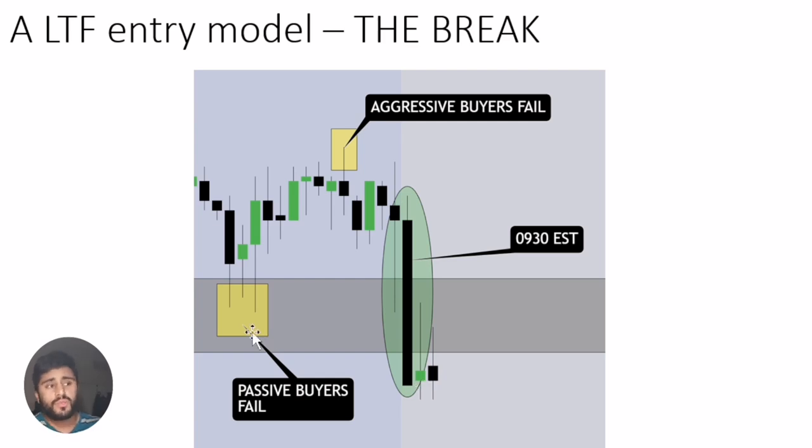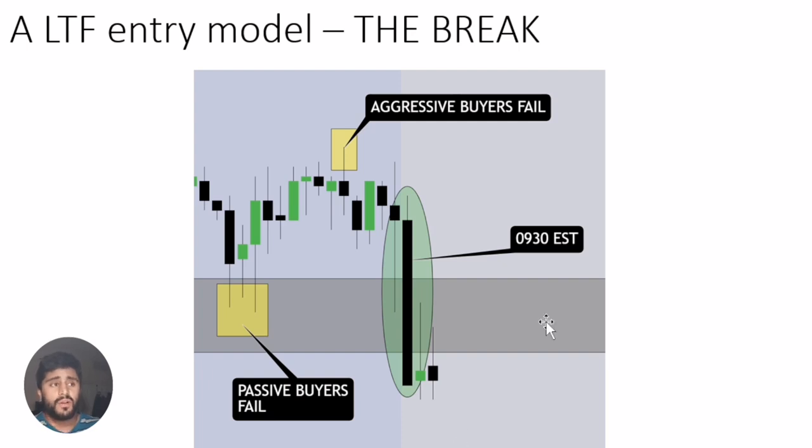What we saw over here is passive buyers failing as the market drove lower. The initial passive buyers sitting over here were unsuccessful, and there were aggressive buyers here. Again, this is via the order flow footprint charts. You can see the aggressive buyers failing, and those previous passive buyers also failing. So now we're looking for a retest.